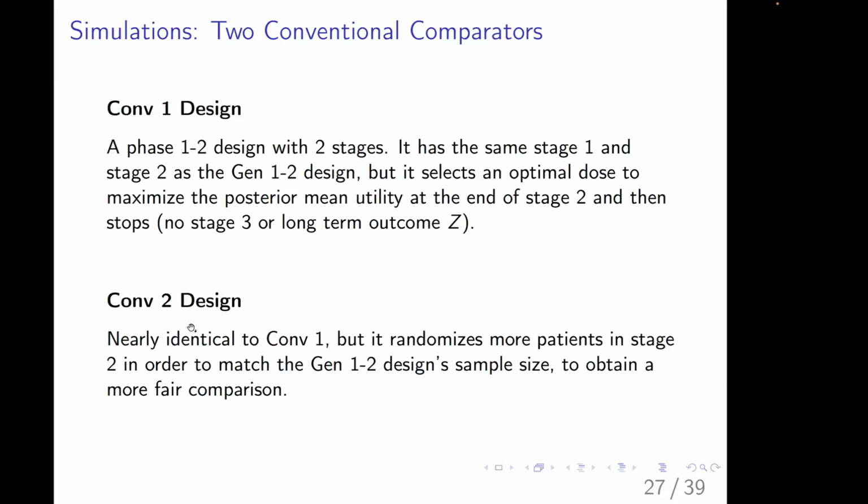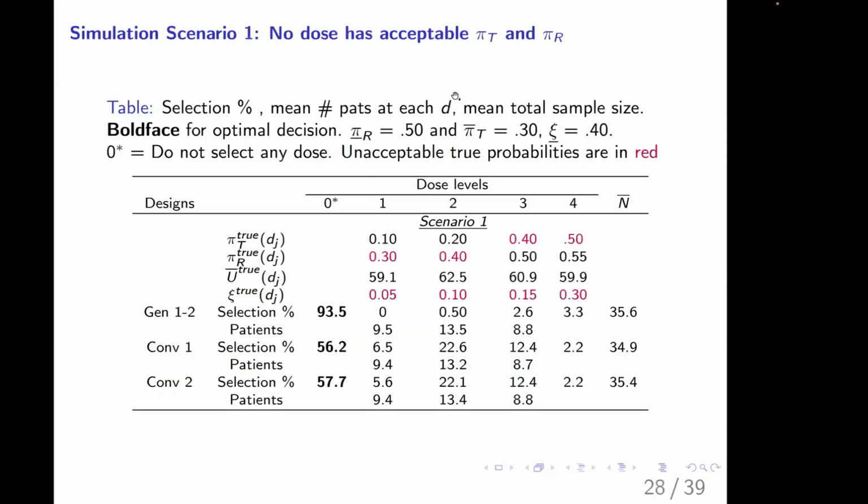The conventional design 2 is nearly identical to the first one, but it randomizes more patients in stage 2 so that the sample sizes match Gen 1-2. The first conventional design would on average have fewer patients because there's no stage 3. To make it comparable, we let this conventional design have more patients so we get a fairer comparison. And here's what we got.